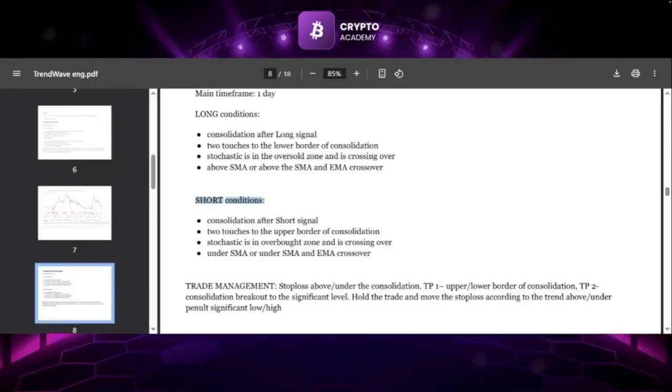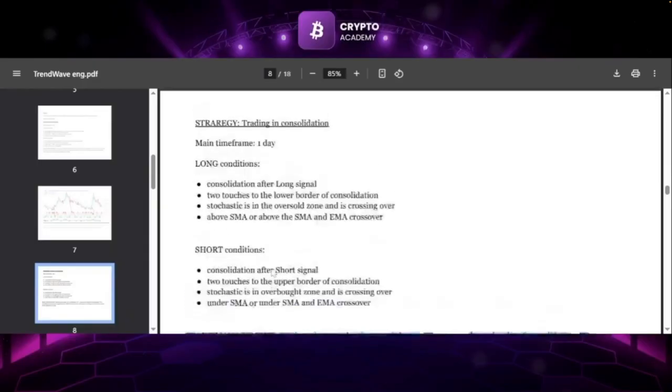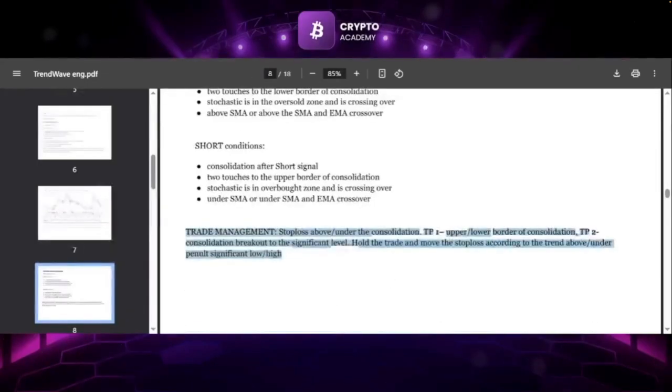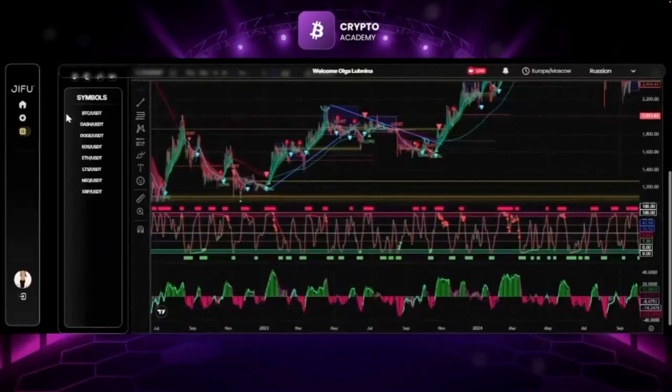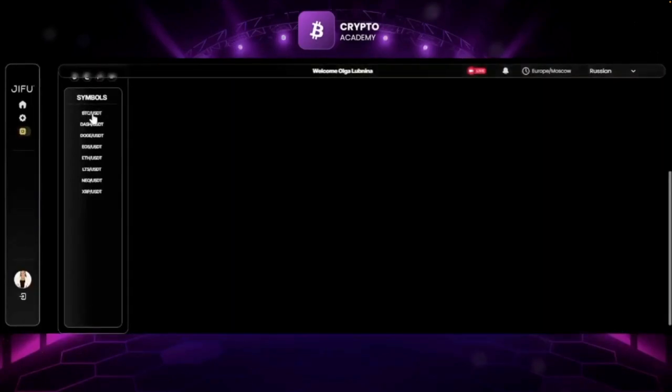And if we see a consolidation on short trend, then we trade it to shorts. And this is the second touch of the upper consolidation border. At this moment, stochastic is in overbought zone and we are under SMA and EMA or under their crossover. And do not forget about the correct trade management and risk management. Let's see the examples.